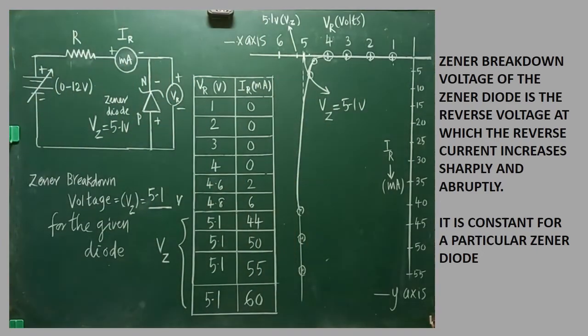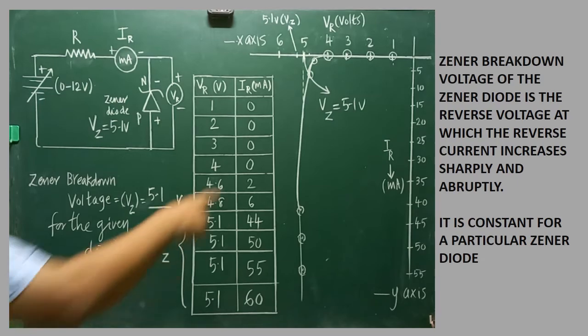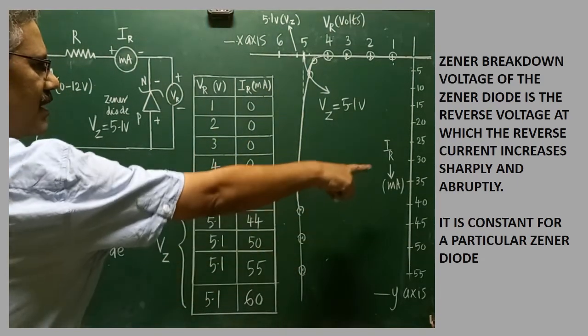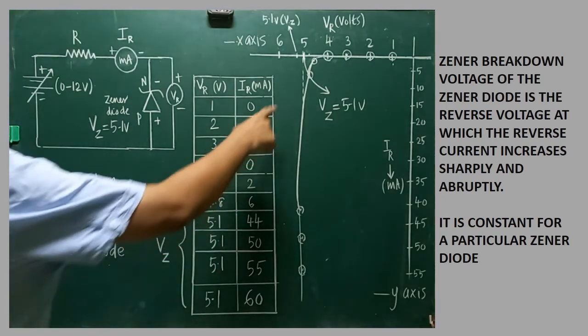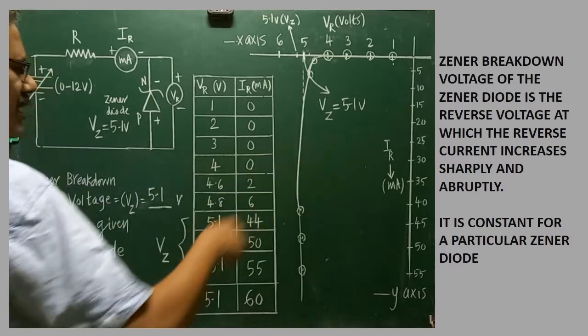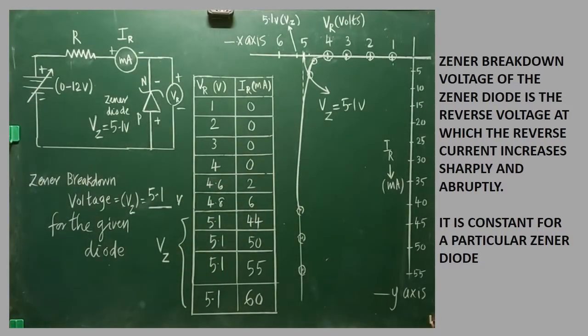Already it is written there. Are you clear? This portion won't be exactly vertical with respect to the negative y-axis. Even in practice, you never get a vertical line with respect to the negative y-axis. Are you clear?